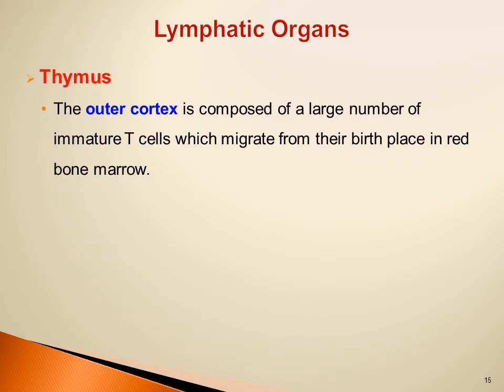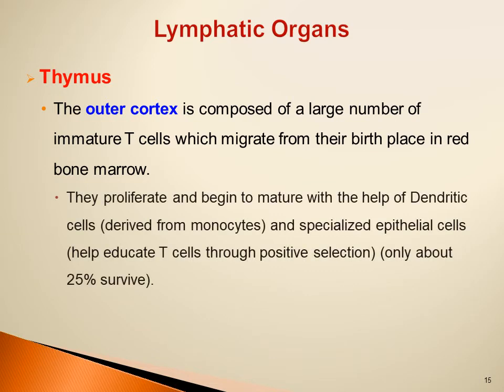The thymus has an outer cortex that is composed of a large number of immature T cells which migrate from their birthplace in the red bone marrow. The immature T cells will proliferate and begin to mature with the help of dendritic cells derived from monocytes and specialized epithelial cells. They help educate T cells through positive selection. Only about 25% of those immature T cells will survive.